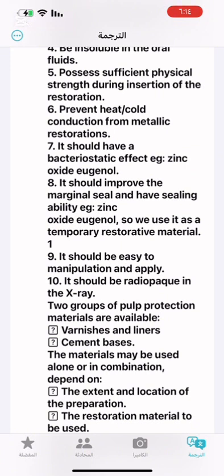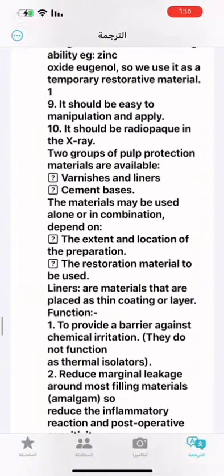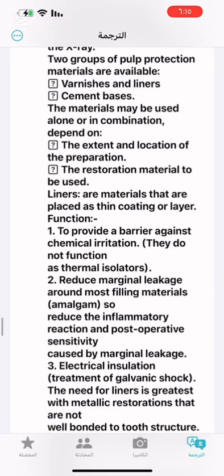8. It should improve the marginal seal and have sealing ability, like zinc oxide eugenol, so we use it as a temporary restorative material. 9. It should be easy to manipulate and apply. 10. It should be radiopaque in the X-ray. 2 groups of pulp protection materials are available: varnishes and liners, and cement bases.